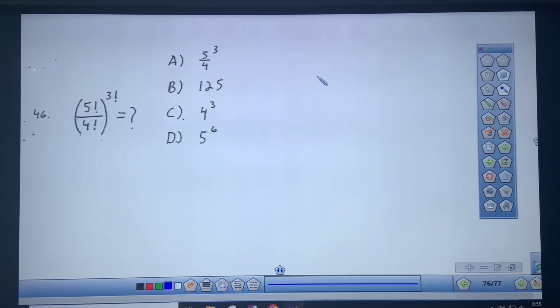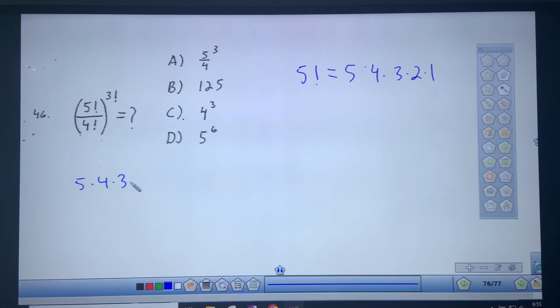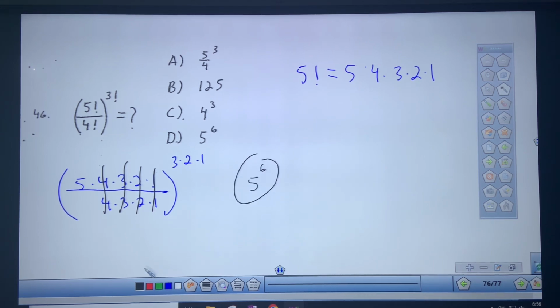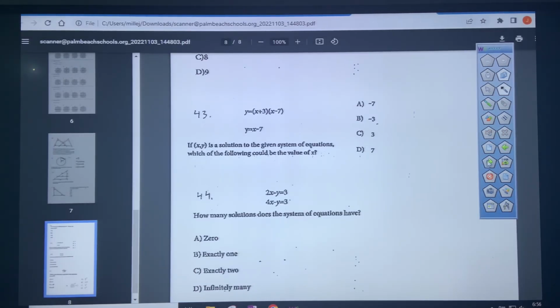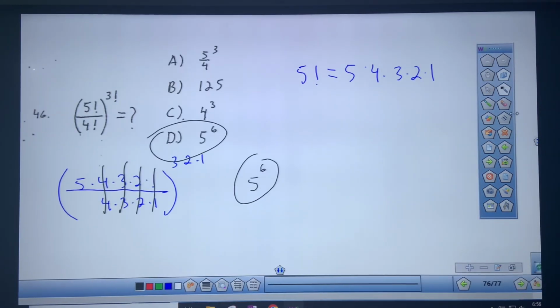Factorial. A lot of people don't realize that 5 factorial equals 5 times 4 times 3 times 2 times 1. So this is actually going to be 5 times 4 times 3 times 2 times 1 divided by 4 times 3 times 2 times 1, all raised to the 3 times 2 times 1. These will all simplify out, and then 3 times 2 times 1 is 6, so that would be 5 to the 6th power. And that would be choice D.